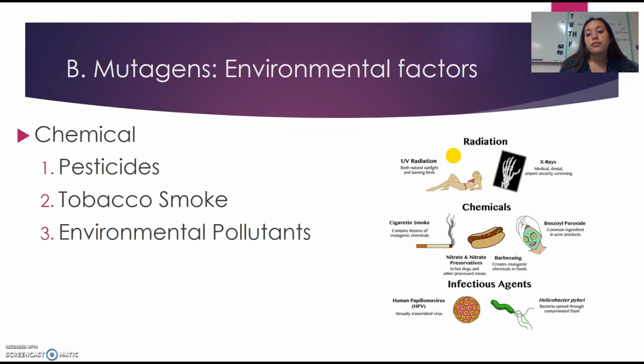Mutagens. Mutagens are environmental factors. These are things like pesticides, tobacco smoke, environmental pollutants, nitrates from hot dogs, really bad. There's things like in our makeup for girls. There's infectious agents too. I didn't put that on here, but like HPV, any bacteria. So anytime you get a bacterial infection, it can also change your DNA.